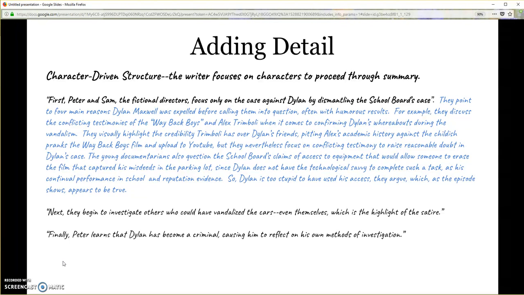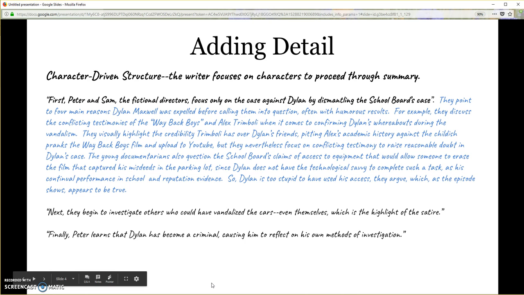So, Dylan is too stupid to have used his access, they argue, which, as the episode shows, appears to be true, right? So, one thing that happens as I'm writing these for you is I notice places where I would need to go in and revise. Remember I said we don't want any editorial commenting? I noticed some here. I don't know if you noticed it, but I certainly did as I was reading.